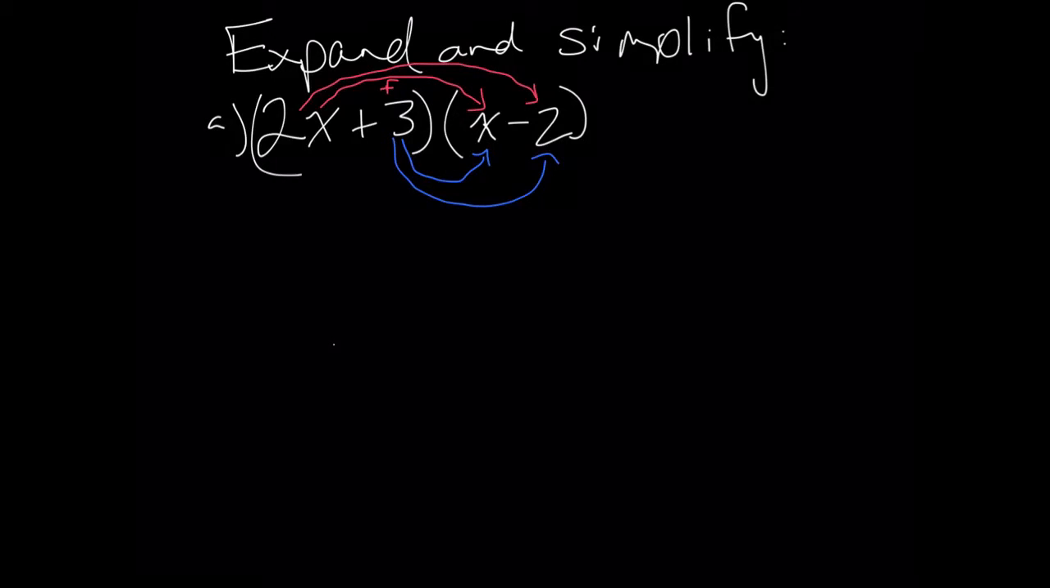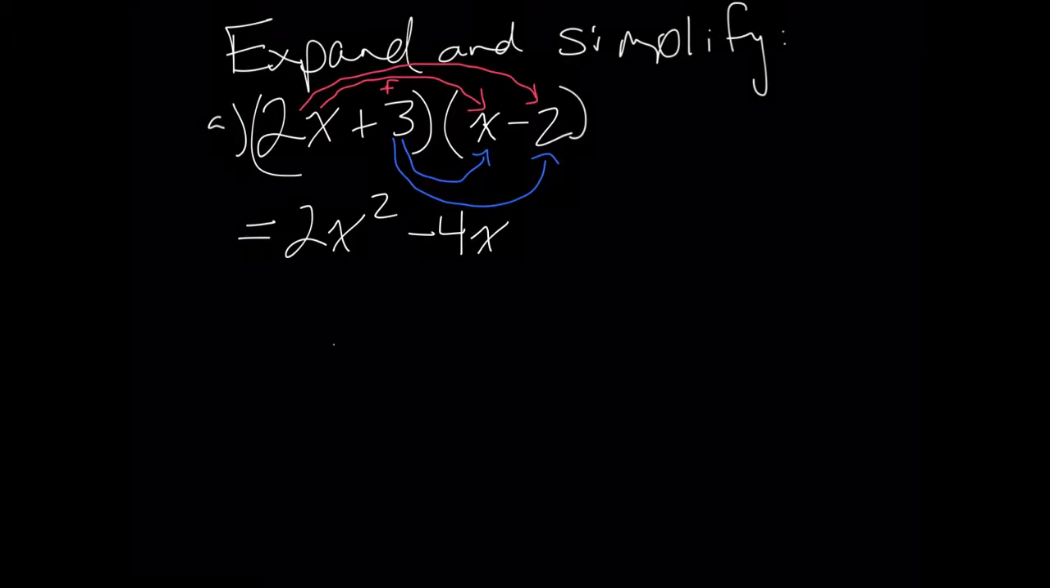When you're doing your work, please make sure to line up your work in a nice straight line, so vertically lined up. What's 2x times x? It's 2x squared. What's the next part of FOIL? So now we're going to do this part right here. What's 2x times negative 2? That's negative 4x, because 2 times 2 is 4, and there's a negative sign.